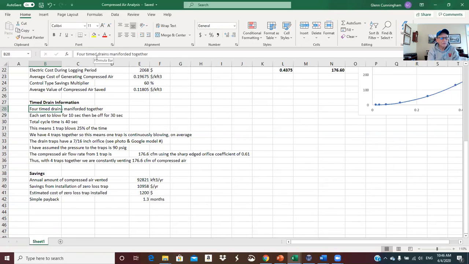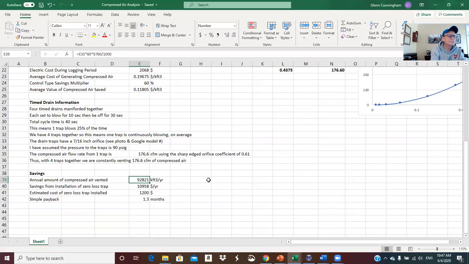So there's where I actually do the calculation, right here. The rest of this is text. And then I'm using the sharp edge coefficient of 0.61. Thus, with 4 traps, we're constantly venting 176.6 CFM.